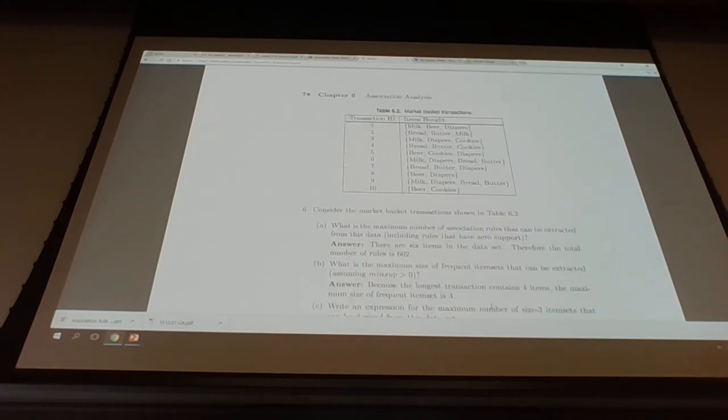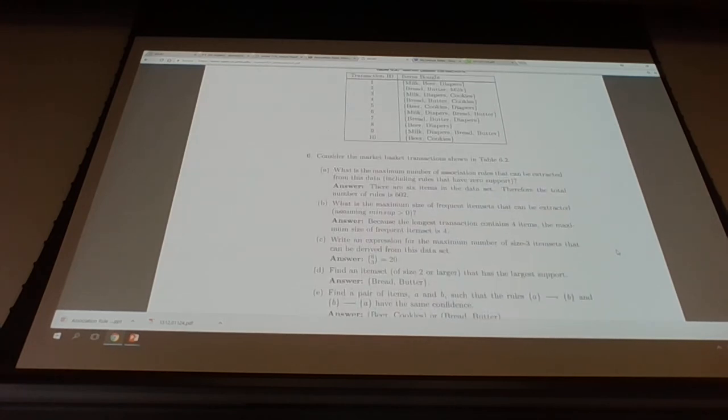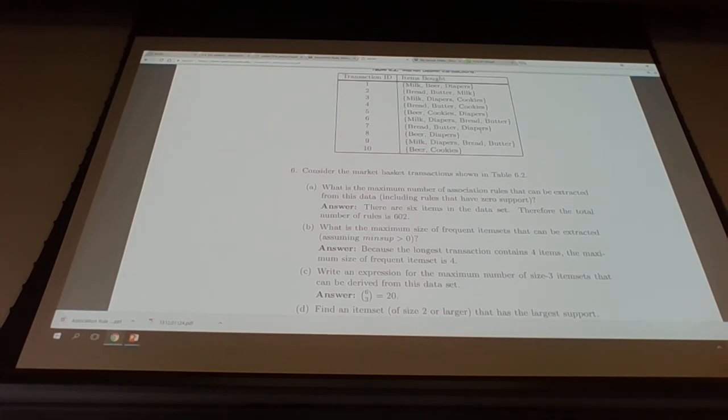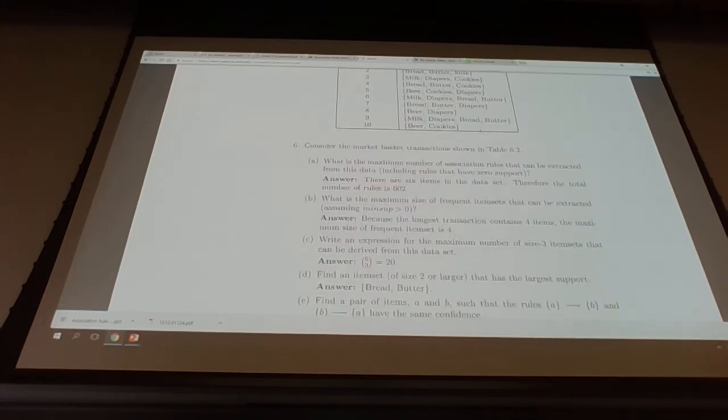Then it says, okay, write an expression for the maximum number of size 3 item sets that can be obtained. It's very easy, these questions. You have 6 items. How many ways can you make size 3 item sets? 6C3. Right? So these are very basic questions. Then it says, okay, find an item set of size 2 or larger that has the largest support. So you just count the support, how many times 2 or larger item sets occur, sort it and take the largest value. So they say the 2 or larger item set is bread and butter.